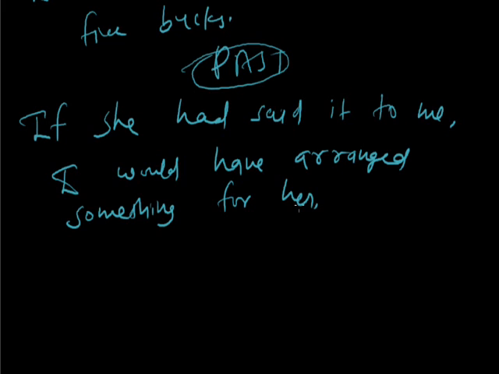Now she herself has money. I cannot arrange money for her. I don't need to actually. So if she had said it to me, I would have arranged something for her. But she didn't say, and so the result was not there. And now she cannot say it, because we cannot do something in the past now. The past is gone. We can't make any changes in the past.